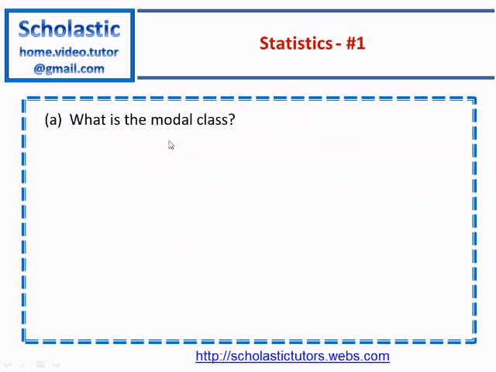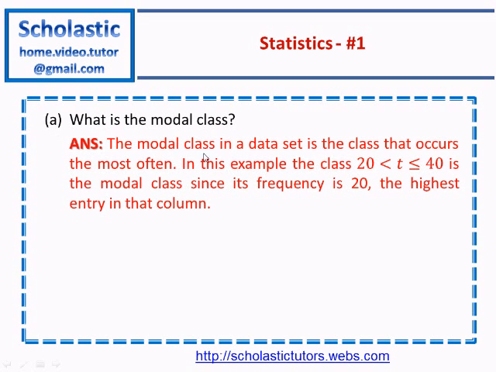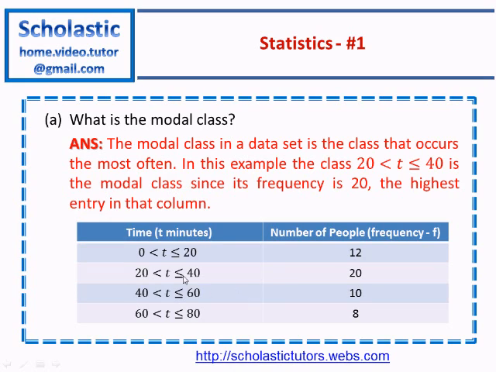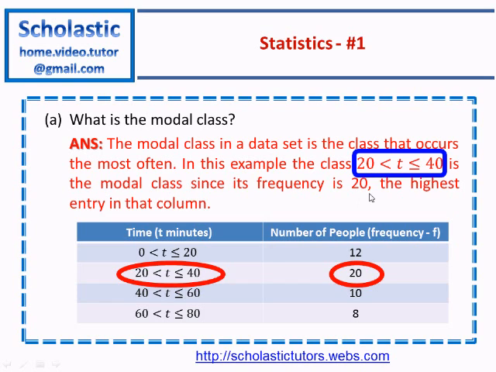So let's first see what is the modal class. The modal class in a dataset is the class that occurs the most often. In this example, we have 12, 20, 10, 8. So the class 20 to 40 has the largest frequency, 20, and therefore the modal class for this example is 20 to 40, since it has a frequency of 20, which is the highest entry in that column.